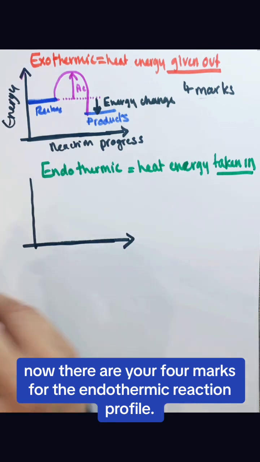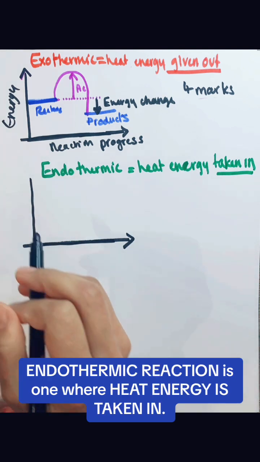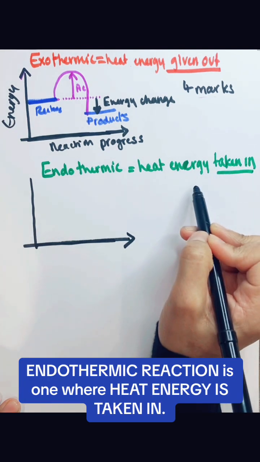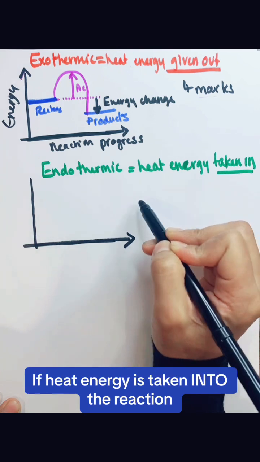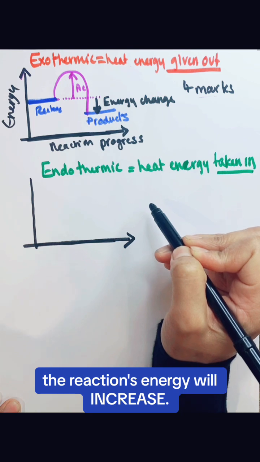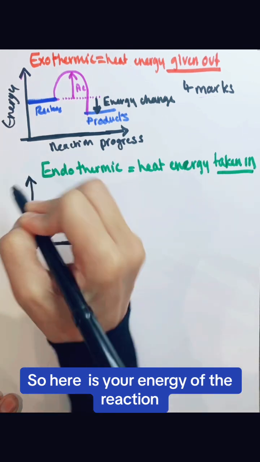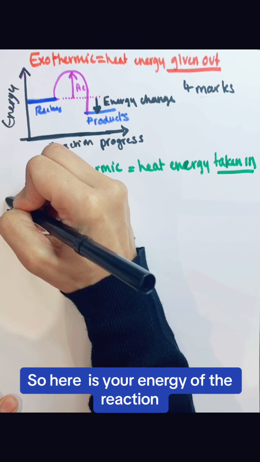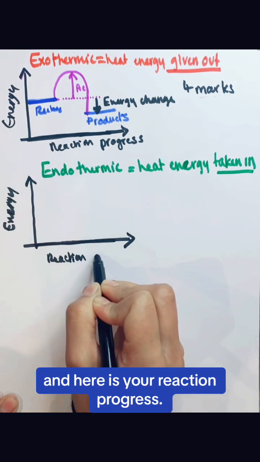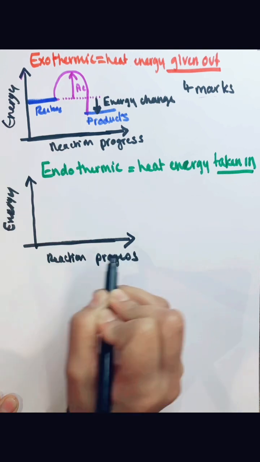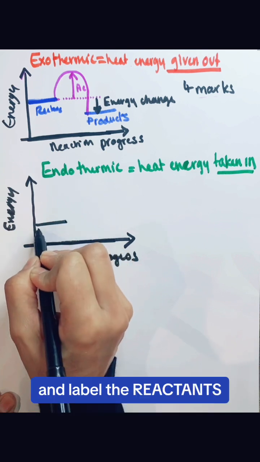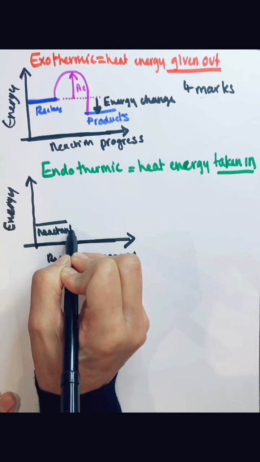For the endothermic reaction profile, remember, an endothermic reaction is one where heat energy is taken in. And if heat energy is taken into the reaction, its energy will increase. So here, that is your energy of the reaction, and here is your reaction progress. I like to think of this as time. Then you need to draw a flat line and label that reactants.